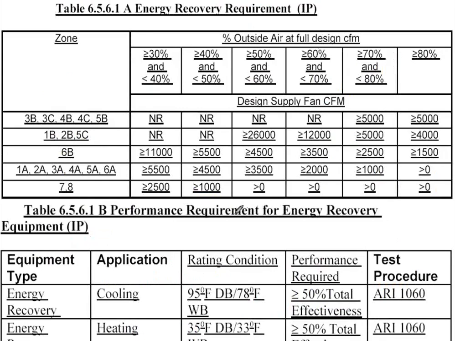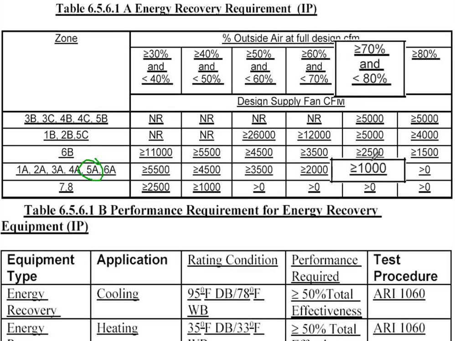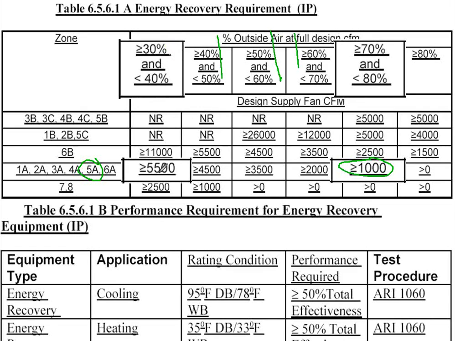So this is what the table looks like based on those particular climate zones. So I said we're in climate zone 5A. So it used to be 70% outside air, 5,000 CFM. Now 70% outside air is 1,000 CFM, right? And there's also a tiering system for airflows less than that, outside air percents less than that, all the way down to 30% outside air, 5,500 CFM.